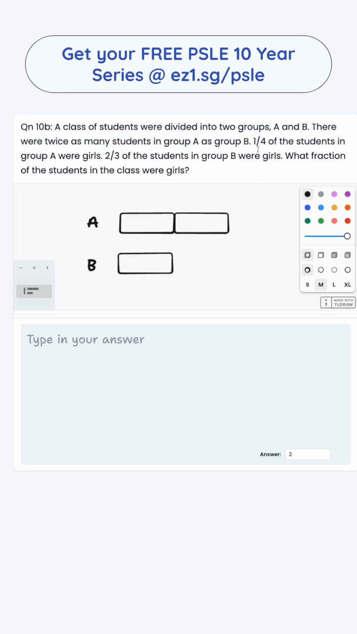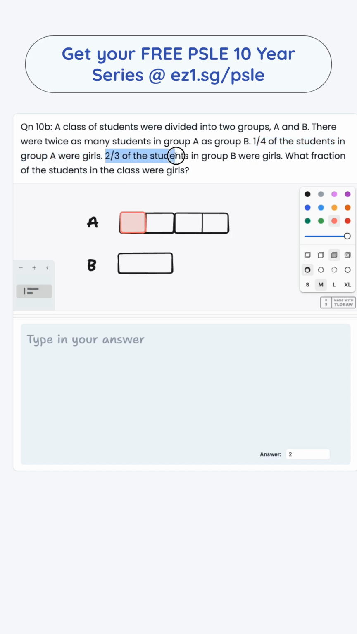Then the next thing is 1/4 of the students in group A were girls. So in this case, 1/4 of 2 units, what will it look like? Essentially, we can split this into 2 units. Split this into 2. So you have 1 and we have 2. So 1/4 means it will look something like this. 1/4 is girls, right? So girls may be pink.